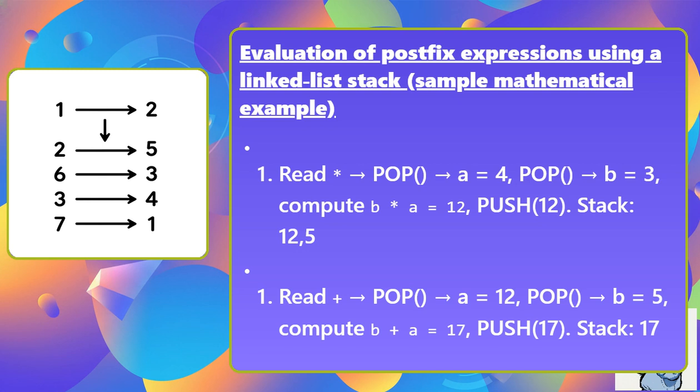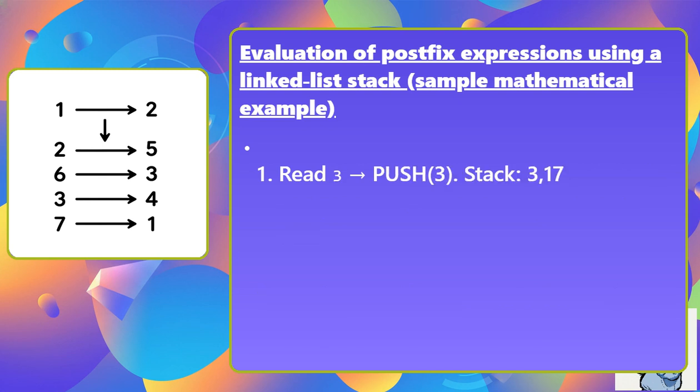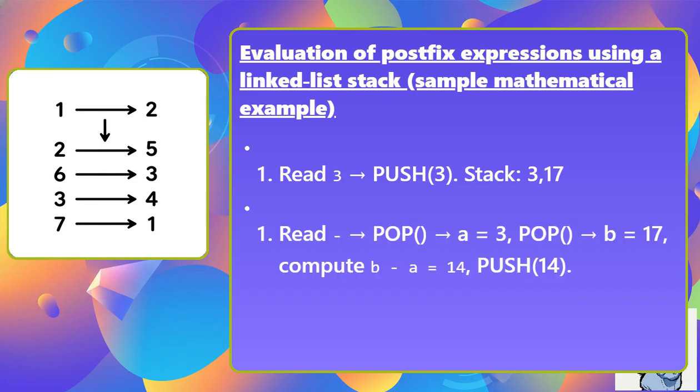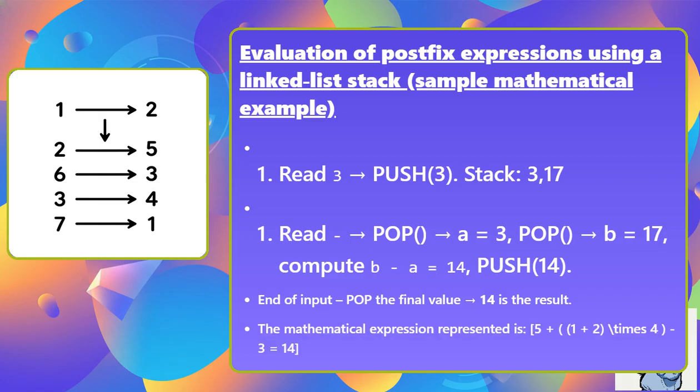Read plus: pop a equals 12, pop b equals 5, compute b plus a equals 17, push 17, stack contains 17. Read 3, push 3, stack contains 3 and 17. Read minus: pop a equals 3, pop b equals 17, compute b minus a equals 14, push 14. End of input. Pop the final value: 14 is the result. The mathematical expression represented is 5 plus (1 plus 2 times 4) minus 3 equals 14.